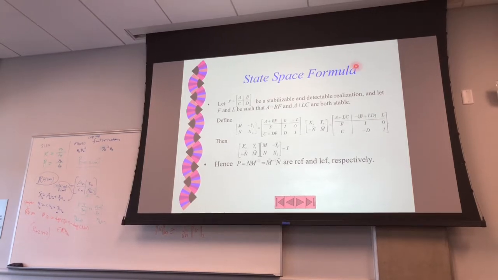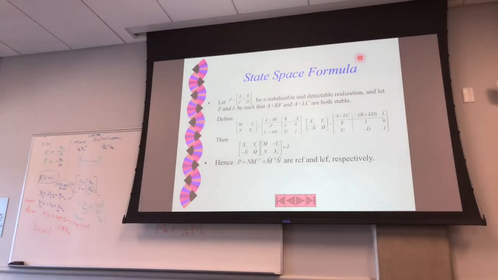Say, for example, the plant P has a state-space realization A, B, C, D. In linear systems we have learned that we assume it is both detectable and stabilizable. F is a state feedback, so A plus BF is stable, and L is the observer gain, so A plus LC is also stable. You pick F and L; they are not unique, F can be anything, L can be anything. You only need to make sure the state feedback is stable and the observer dynamics are stable.